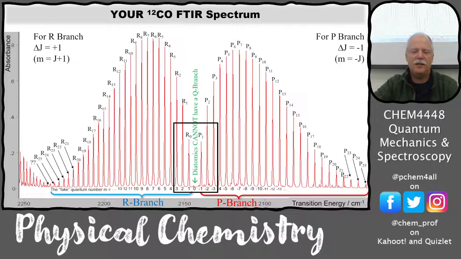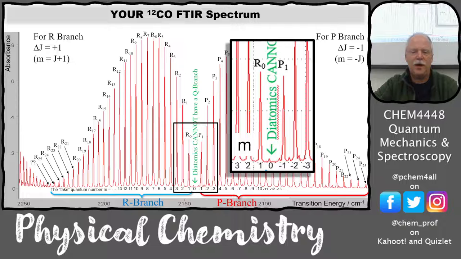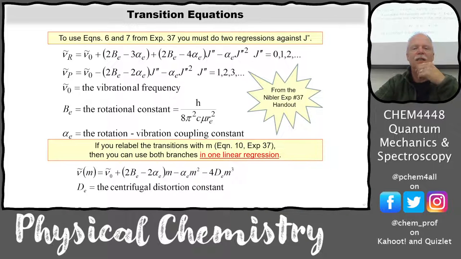And you can see how this helps down here if we zoom in at the bottom. We see for the R0 line, that's M equals plus 1. And for the P1 line, that's M equals minus 1. And the intercept, where M goes through 0, is the vibrational frequency, nu 0. Okay. So this sort of fake quantum number is just a nice tool we use for the linear regressions.